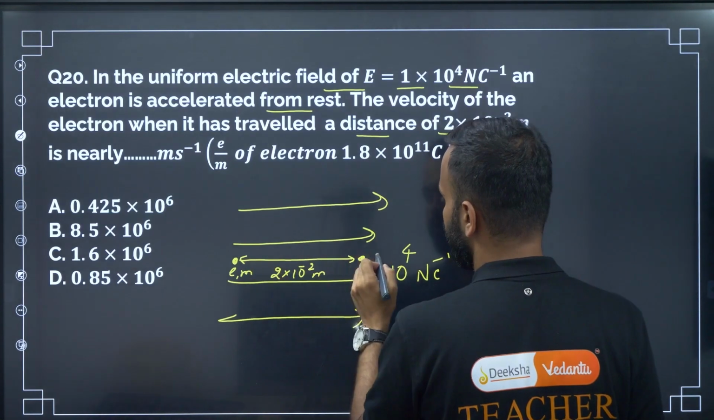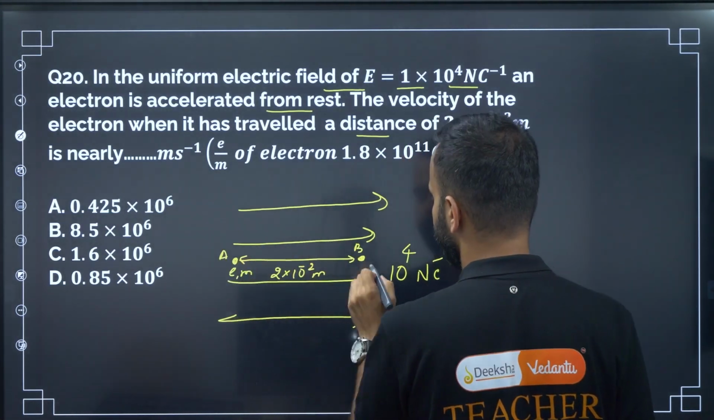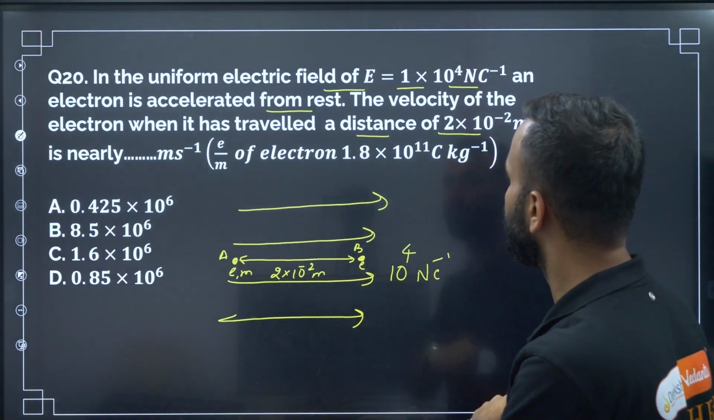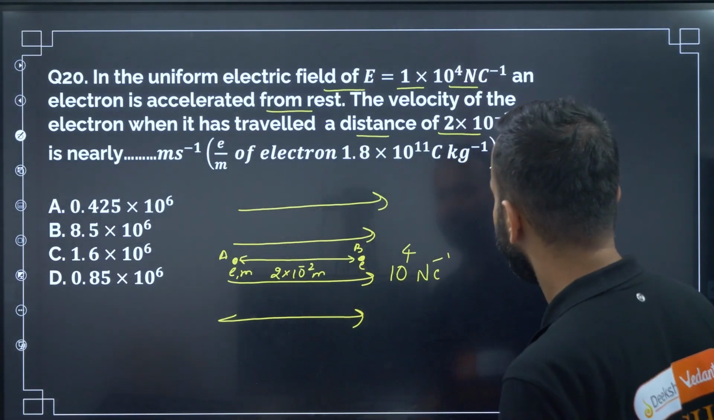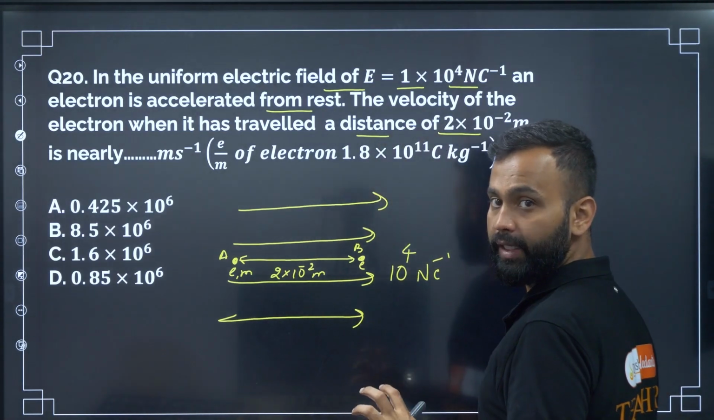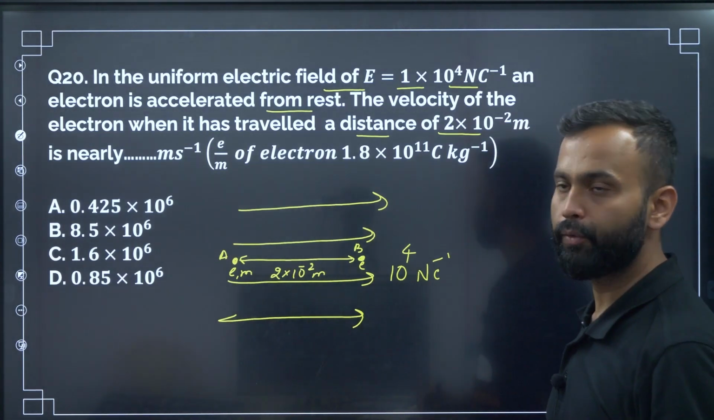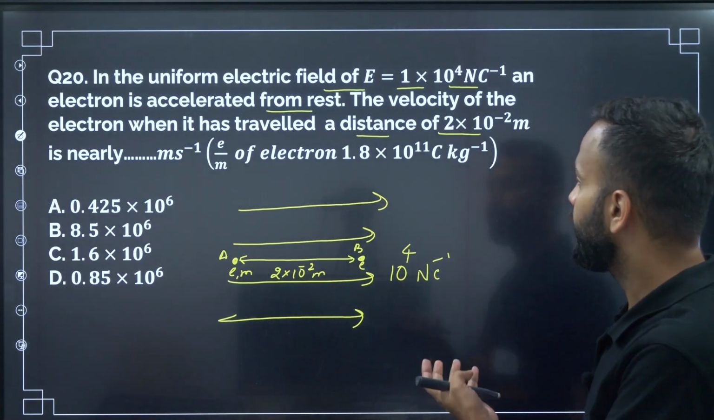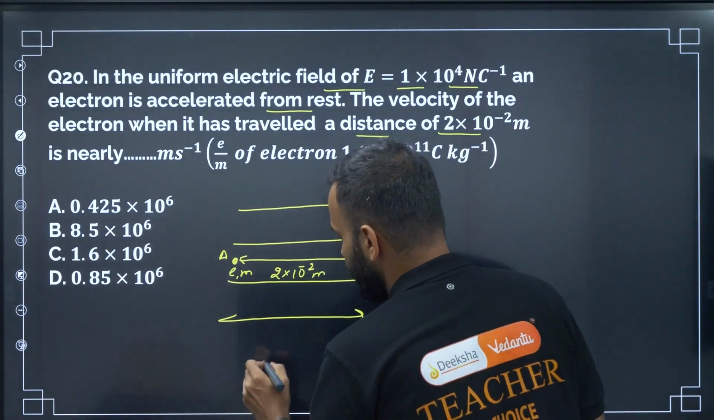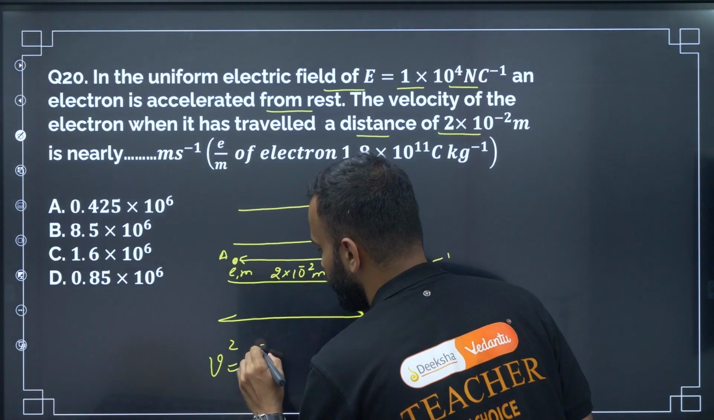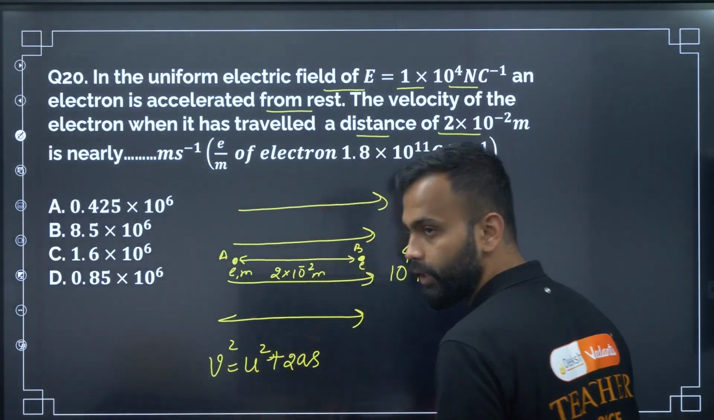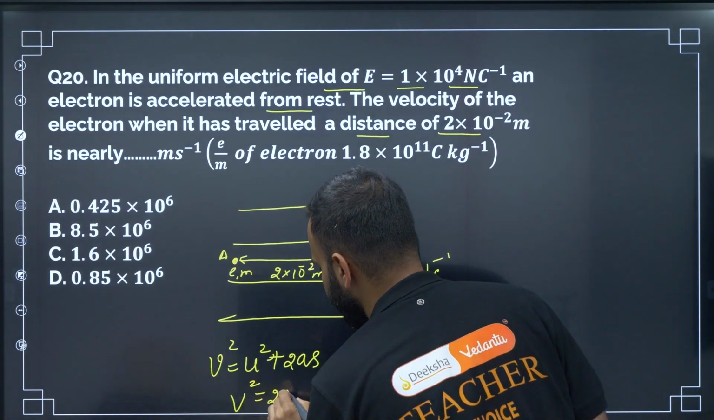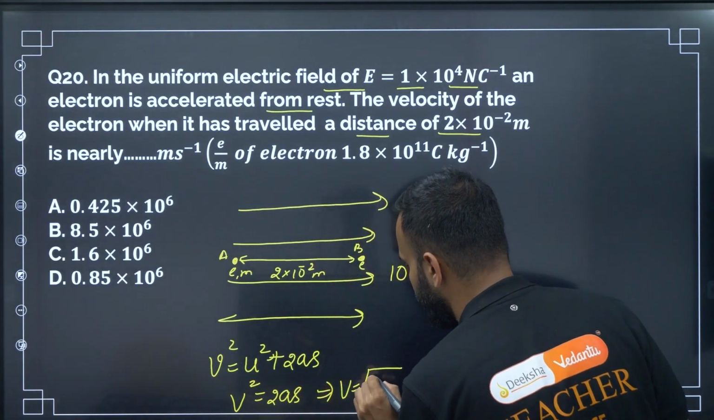Here the electron reached this point. This is the point B and point A. So we need to find the velocity of the electron at point B. Distance between A and B is 2 into 10 to the power minus 2 meter, that is 2 centimeter. So first we need to find the acceleration of the electron, then apply the third equation of motion. From that you will get the value of the velocity, right? The third equation of motion is v square equal to u square plus 2as. U is 0 because the electron accelerated from the rest. So v square equal to 2as, so v equal to root of 2 into a into s.